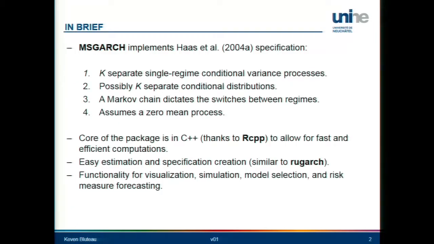So a bit of recap. This is the MSGARCH specification of Haas et al. 2004: K separate single-regime conditional variance processes, possibly K separate conditional distributions, and a Markov chain that links everything together. And what David didn't say is that we assume a zero mean process, so we expect that the mean has been filtered out of the process before modeling the volatility.